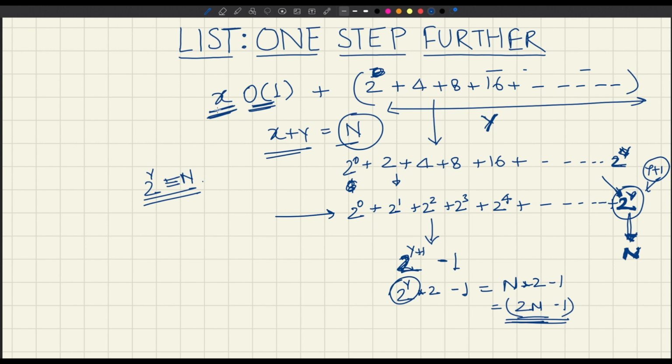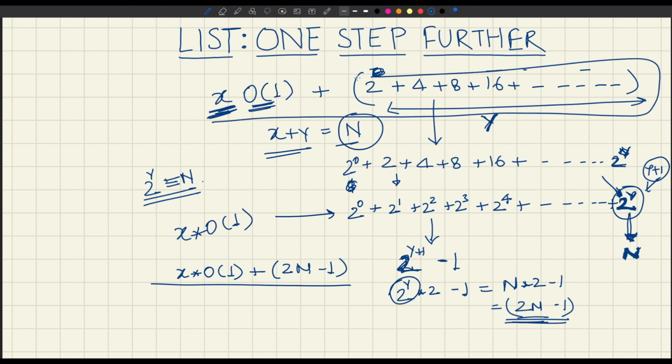And let's say we said that there are total x number of operations that took order 1 time complexity. So x into order 1, right? So let's try to sum them up. So x into order 1 plus 2n minus 1. Right? This is the total sum. Now x into order 1. We know that the value of x is actually less than n, because we said that x plus y equals n. So x will be equal to n minus y.